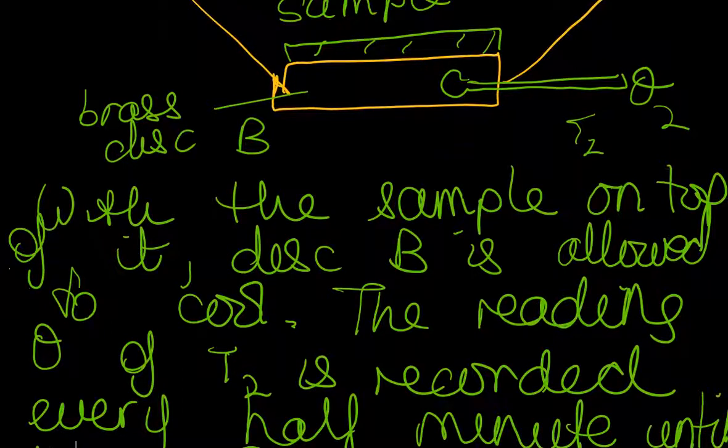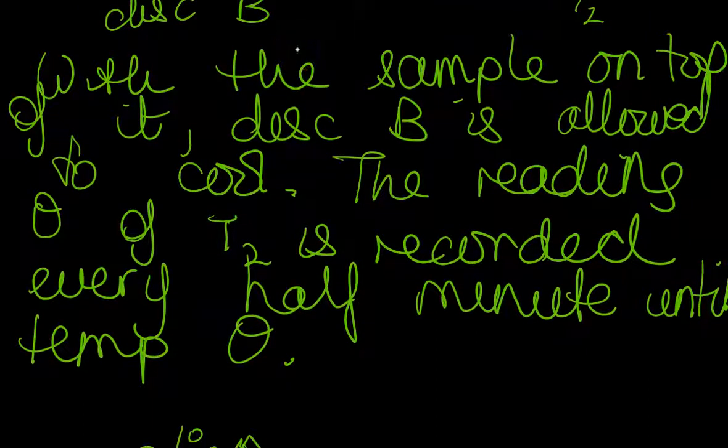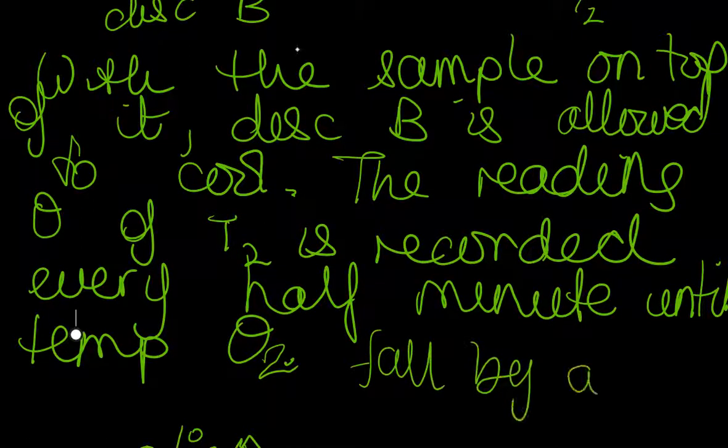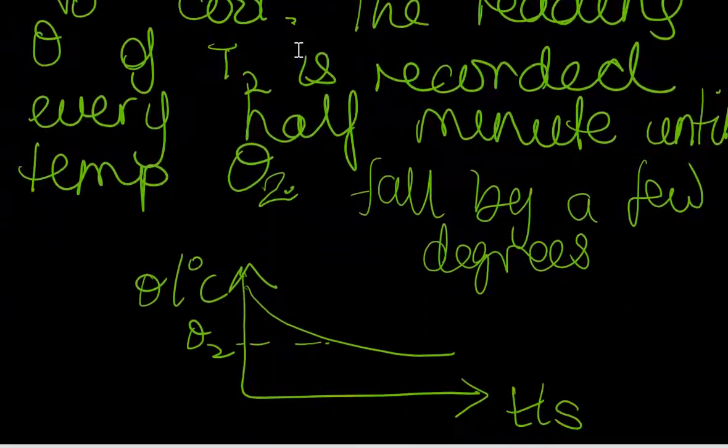So when you place the sample on top of it, you allow it to cool, and then you allow theta 2 to fall, with the reading of theta 2 recorded every half a minute until the temperature theta 2 falls by a few degrees, right? So you're going to allow it to become heated until the temperature is allowed to fall by a few degrees.